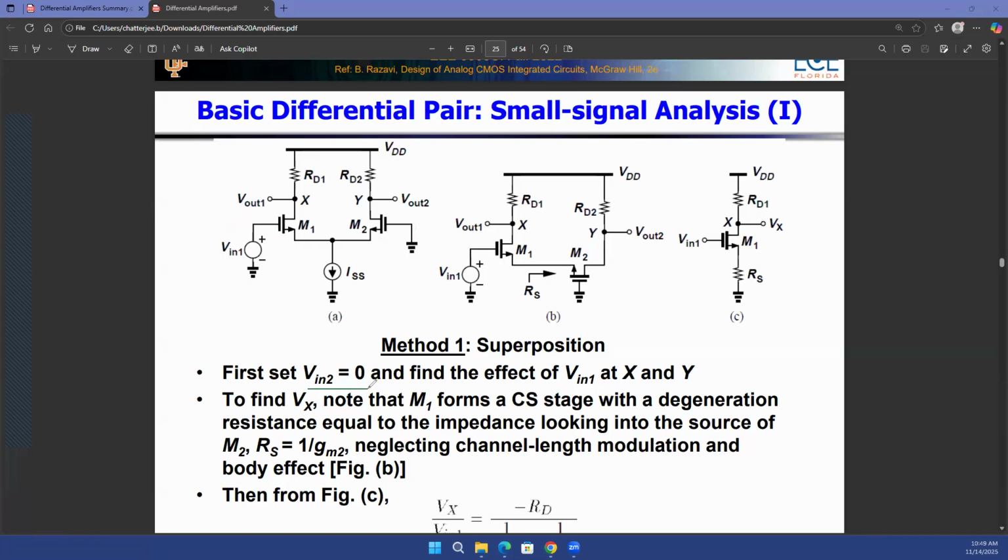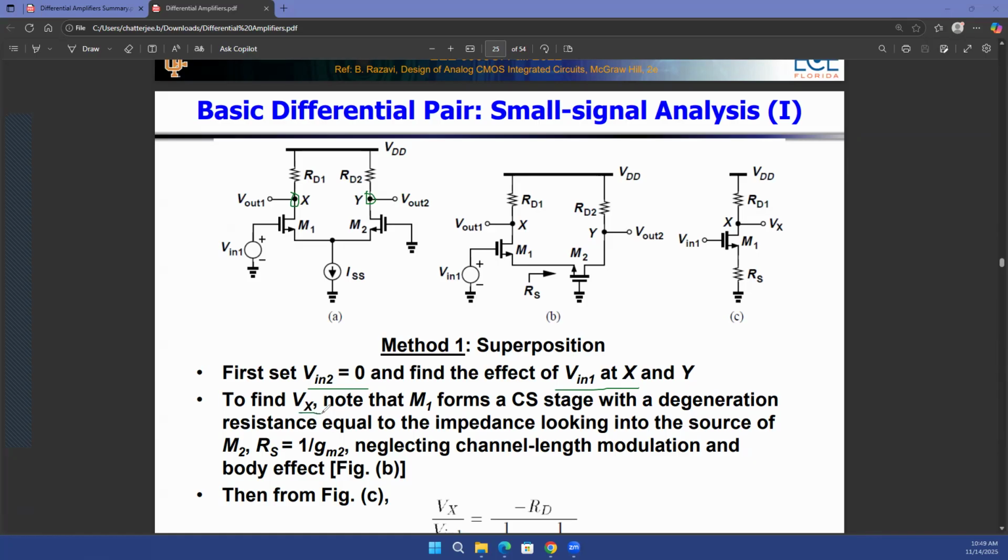So Vin2, the AC quantity, is equal to 0. The DC could be anything, but we don't care because we are assuming that the DC has been set correctly. We want to find out the effect of Vin1 at point X and point Y. Those are the two outputs of the differential amplifier.